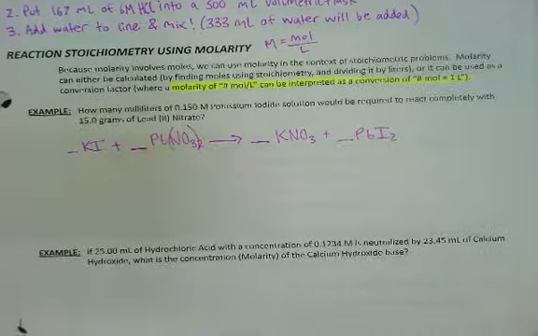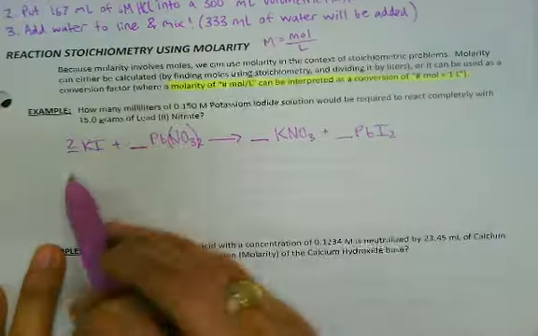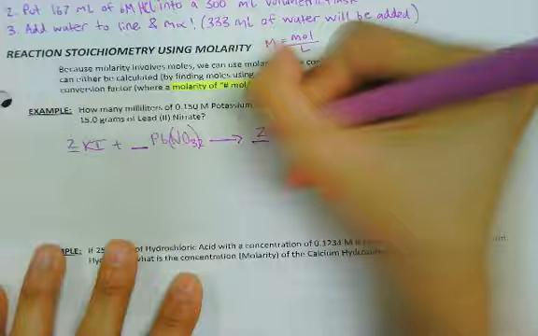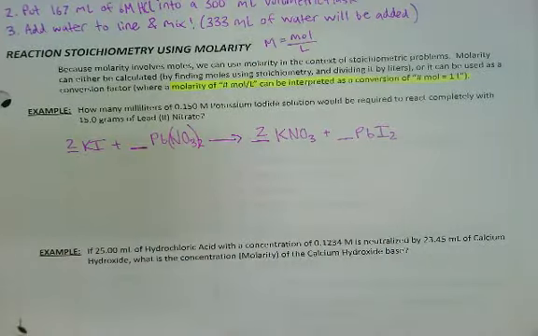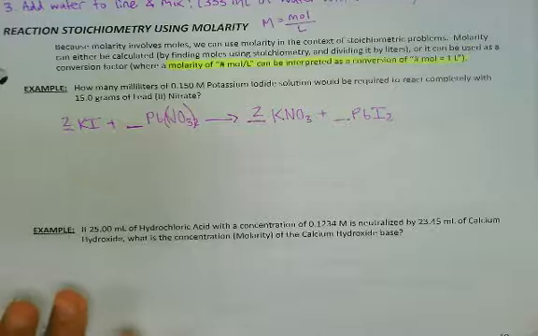So, there is our equation. Can anyone tell me what the coefficients are for those guys? 2, 1, 2, 1. Very good. So I'm just going to leave those blank since that's understood as 1 if it's blank. Okay, so what we have here is our balanced equation.